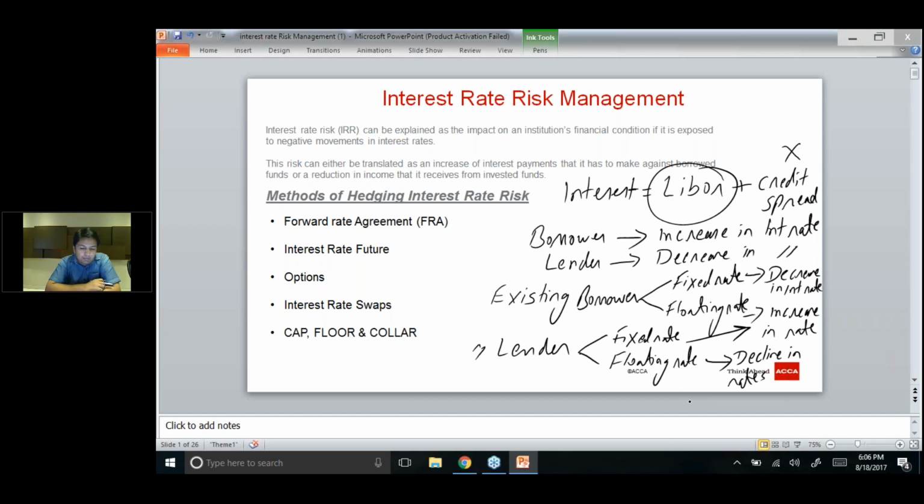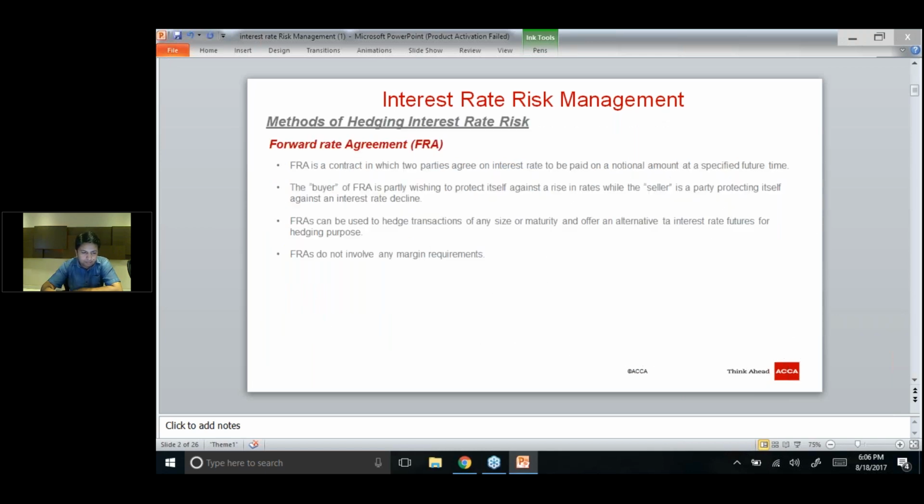So what are the different methods to hedge this risk? These are the different methods. Obviously, we have studied FRA, futures and options in yesterday's discussion. The new ones are swaps and collar. So these are the main topics to hedge the interest rate risk. Let's start with the first one, that is FRA, forward rate agreement.